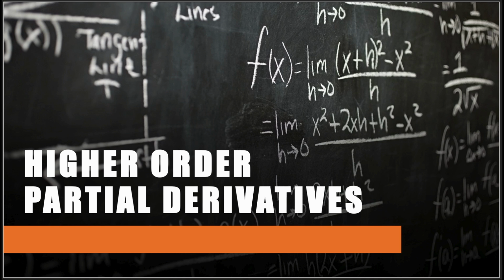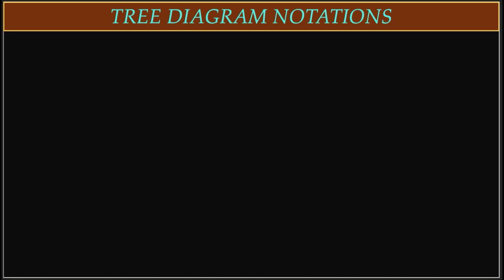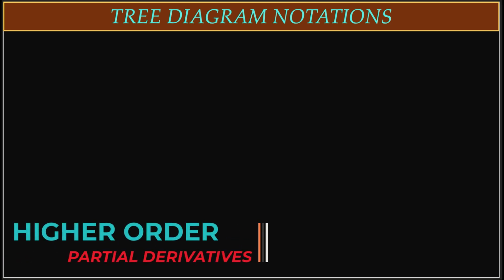So when you could still remember our discussion in Calculus 1, we have there a topic also that involves higher order derivatives like first derivative, second derivative, third derivative, and fourth derivative. So this time in partial derivatives, we can also have higher orders, and we'll start with the notation. The notation of higher order partial derivative could be represented by a tree diagram.